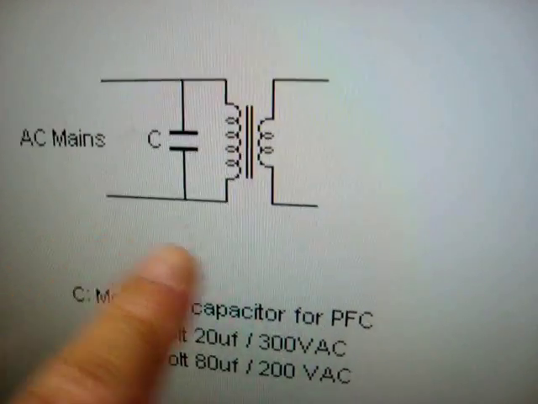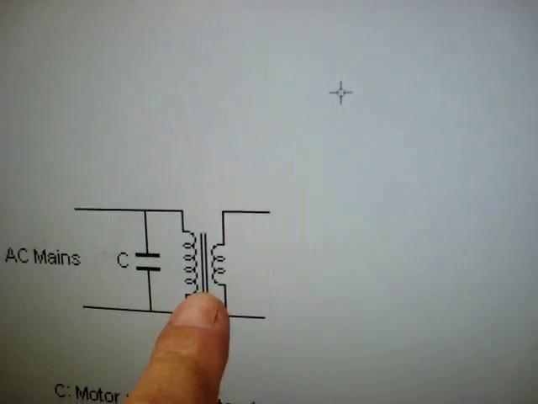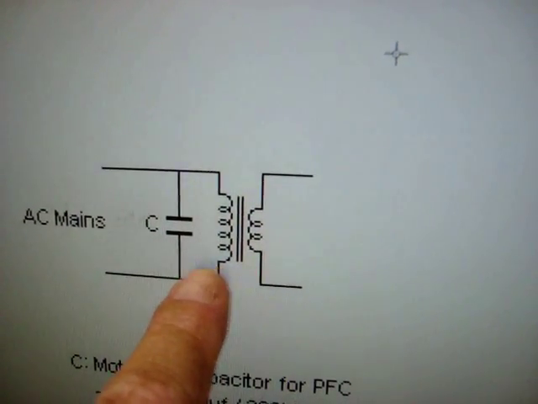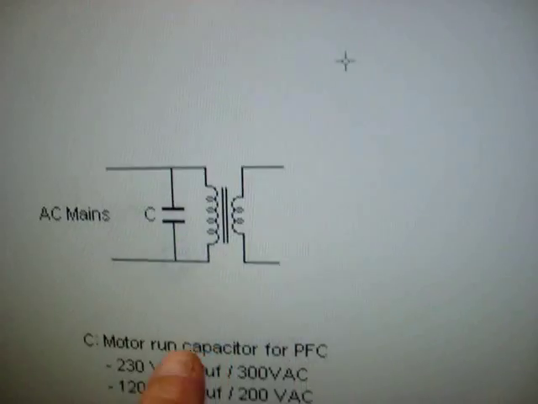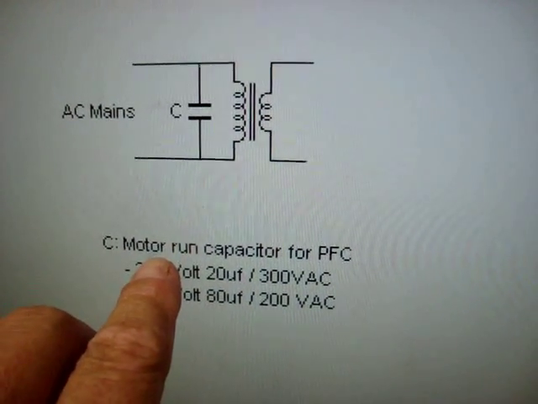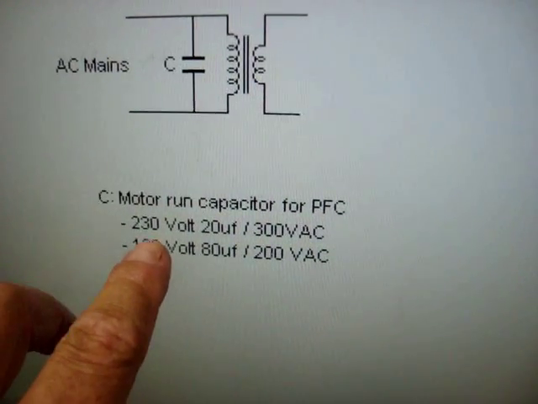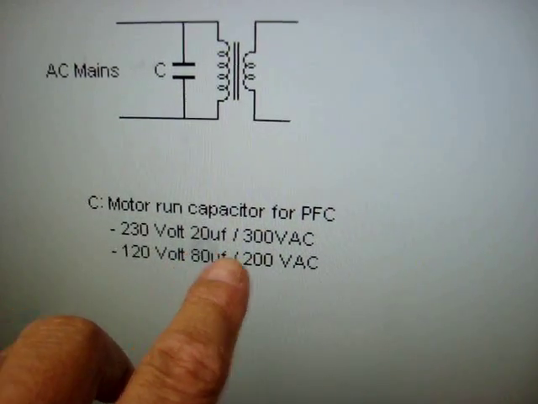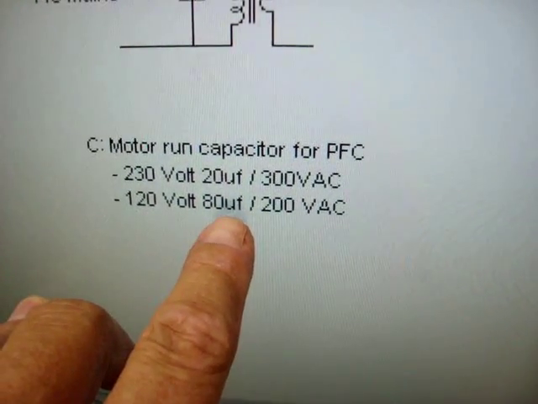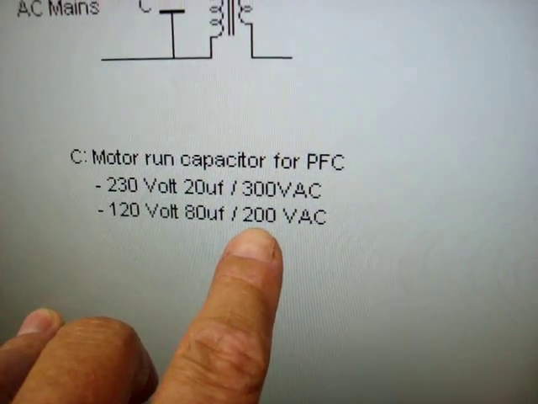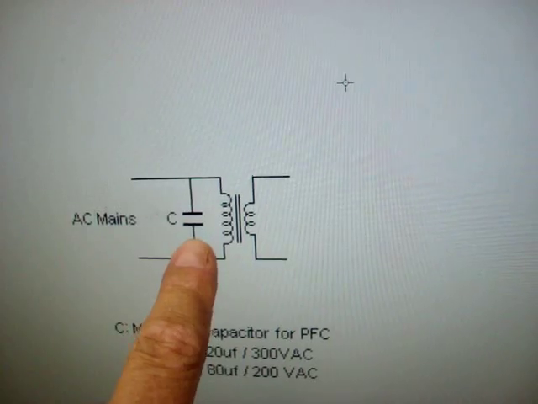Here's a diagram I drew up to illustrate how to prepare the transformer. Again, here's the MOT, and you get the primary and the AC mains. We have a capacitor here. This is the power factor correction capacitor. We'll use a motor run capacitor for this purpose. If your mains is in the 230 volt range, you use a 20 microfarad capacitor of about 300 volt rating or higher, or if you're in the 120 volt range, use an 80 microfarad at 200 volts AC or higher. And again, this has to be an AC type motor run capacitor for continuous service.